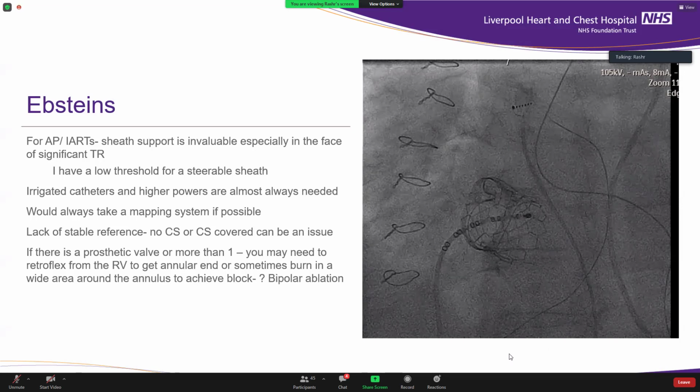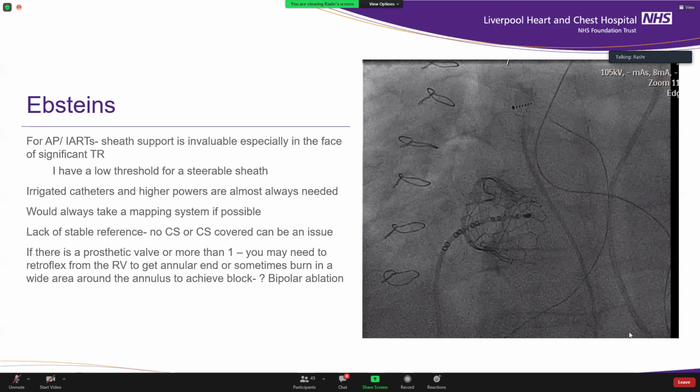What you can see here, from the gent to the ECG I just showed you, is that he's previously had a tricuspid valve repair, followed by a surgical tricuspid valve, and now he's had a percutaneous tricuspid valve-in-valve procedure. And between these 3 procedures, the team have covered his coronary sinus completely. So a lack of a stable reference can be a real issue.